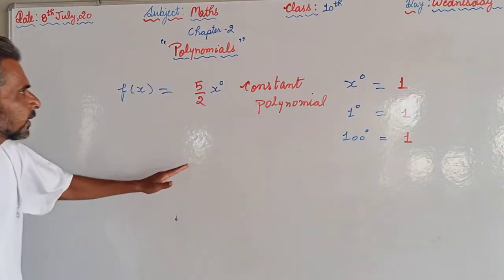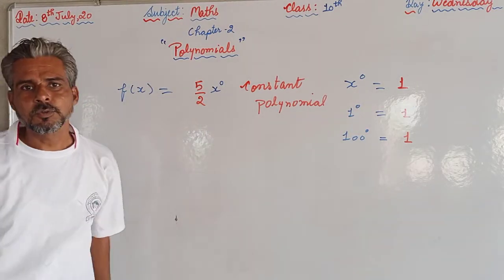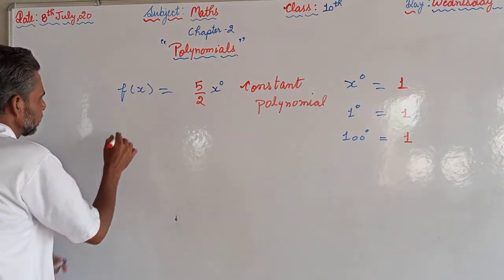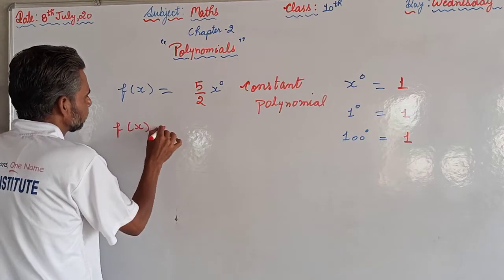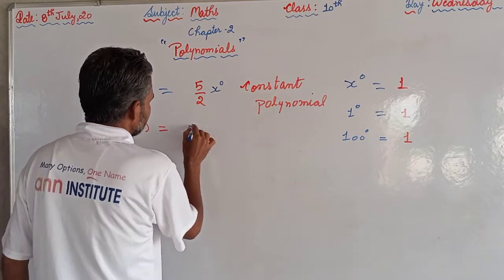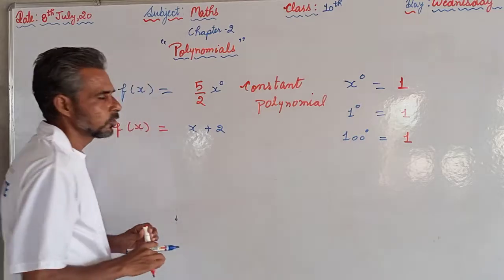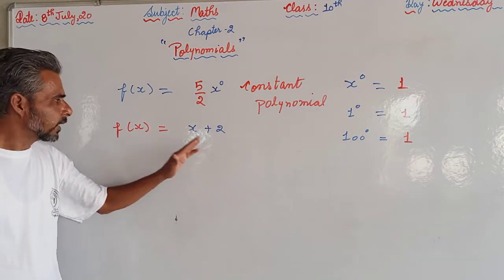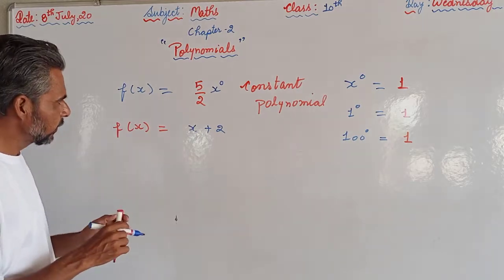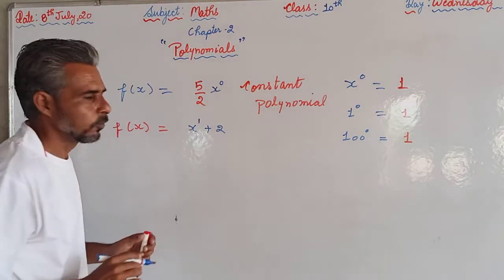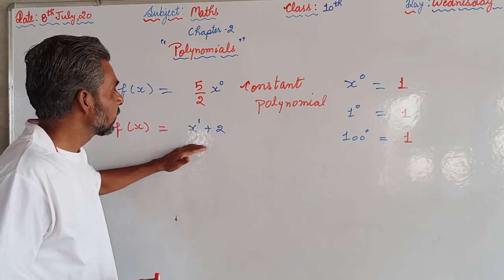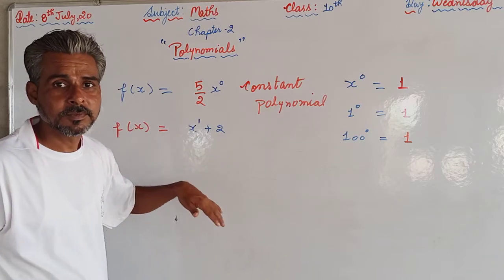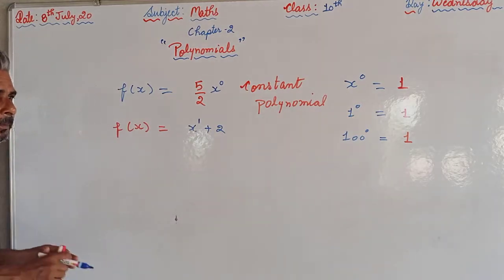कांस्टेंट पॉलिनोमियल क्या होता है, यहाँ पे हमारी डिग्री 0, f of x इज इक्वल्स टू x प्लस 2. अब x प्लस 2 हो गया, मीन्स यहाँ पे हमारी डिग्री कितनी है, हमारी 1, तो ये हमारे क्या हो गया, हमारा लीनियर पॉलिनोमियल.